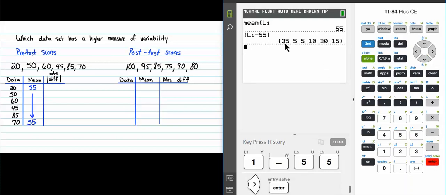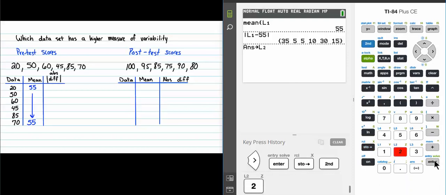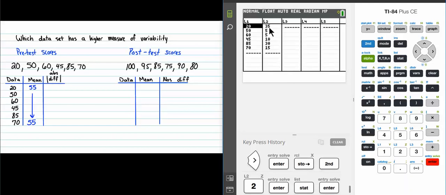Now what you want to do is you want to save these numbers. And the way you save that is you use the store key. So STO is the store. You're going to store those on list 2. So now when I go into stat edit, under list 2 I have my numbers. So I'm going to go ahead and use that data for my T-chart over here, my table. So 35, 5, 5, 10, 30, and 15.